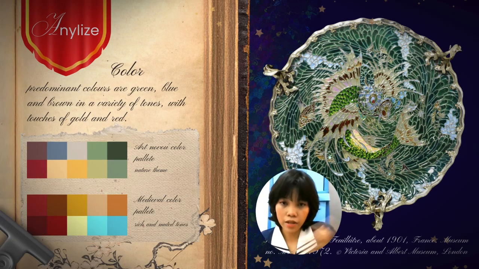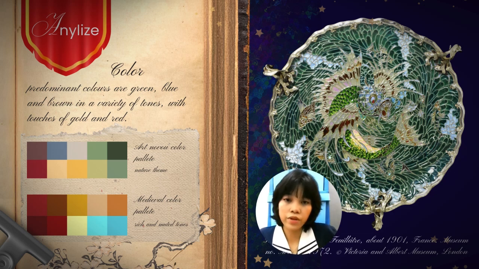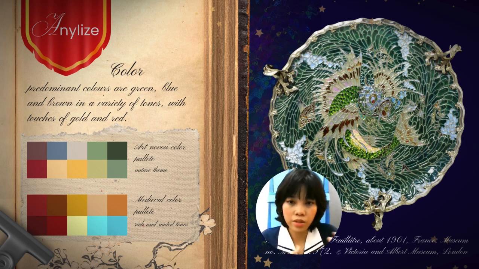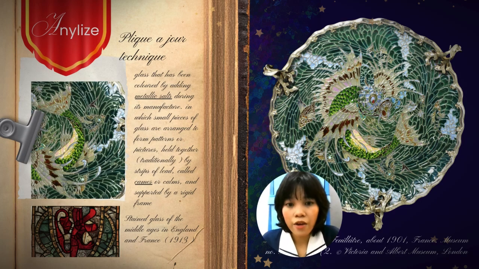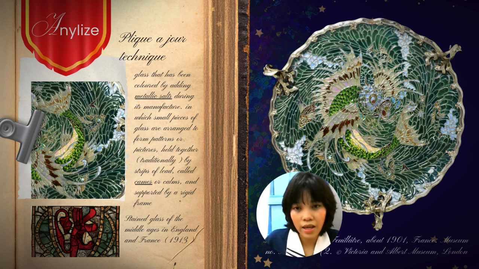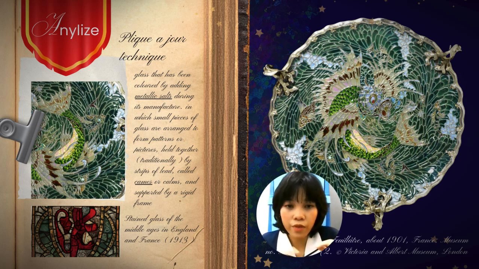The third is the color. The dominant palette includes green, blue, and brown in various tones with touches of gold and red, typical colors of an underwater scene. We can conclude that this ring tray uses a combination of both styles, though it leans more heavily toward Art Nouveau. Finally, the techniques. Feuillâtre employed the plique-à-jour technique, also known as enameling like stained glass. The ring tray used small pieces of glass arranged in waves or flowing patterns to represent a water scene.